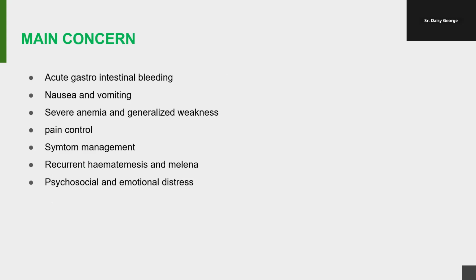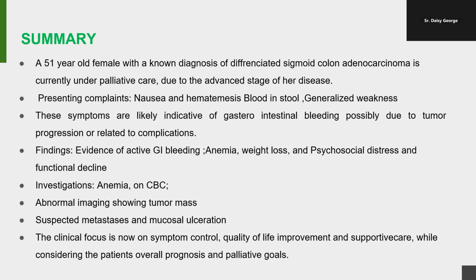Main concerns: acute gastrointestinal bleeding, nausea and vomiting, severe anemia and generalized weakness, pain control, symptom management, recurrent hematemesis and melena, psychosocial and emotional distress.